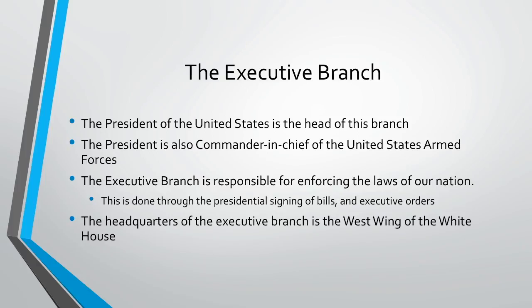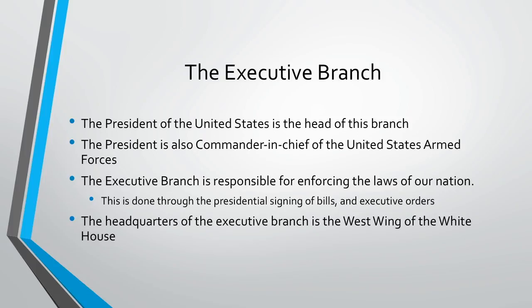As we talked about earlier, there are three branches of government. And the first branch we're going to talk about is the executive branch. The President of the United States is the head of this branch. The President is also the Commander-in-Chief of the United States Armed Forces, which basically means he's the highest ranking officer.